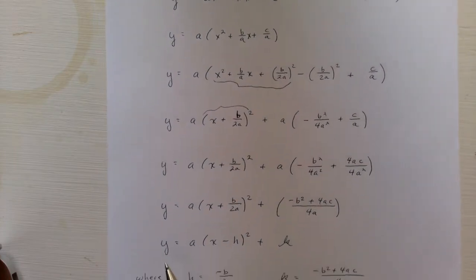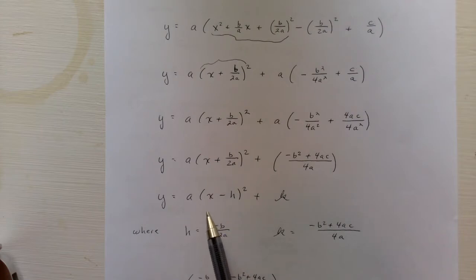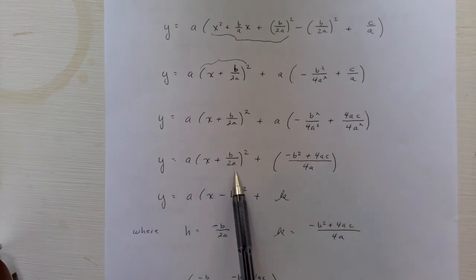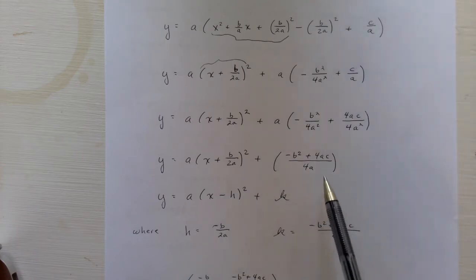And then if you just look at the bigger picture, remember a, b, and c are just constants, right? So we have a times x plus a constant, squared, plus another constant. Well, x plus a constant is the same as x minus a constant. We can just say this is x minus h, where h is negative b over 2a, and then k is going to be this expression, minus b squared plus 4ac over 4a.